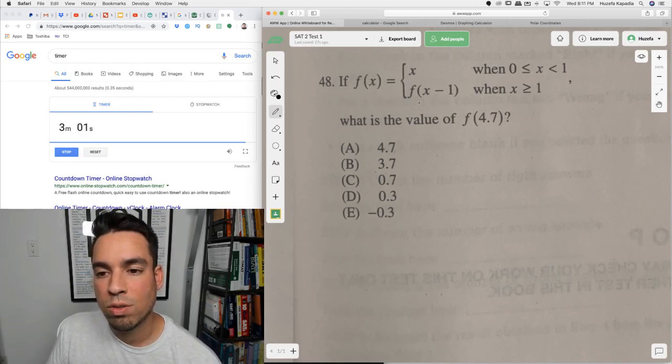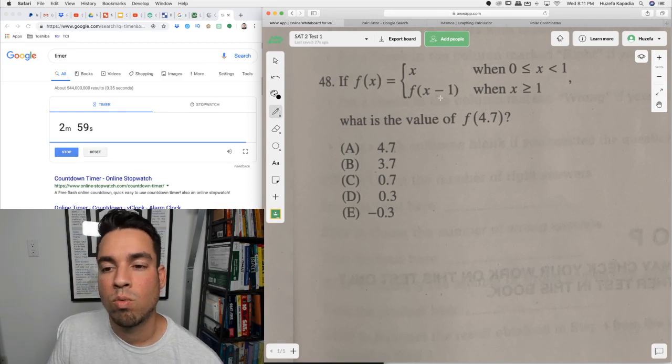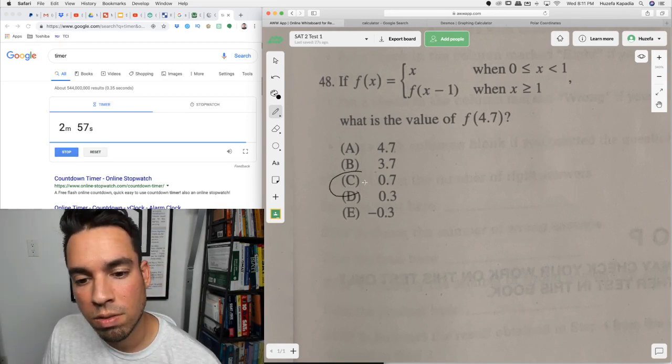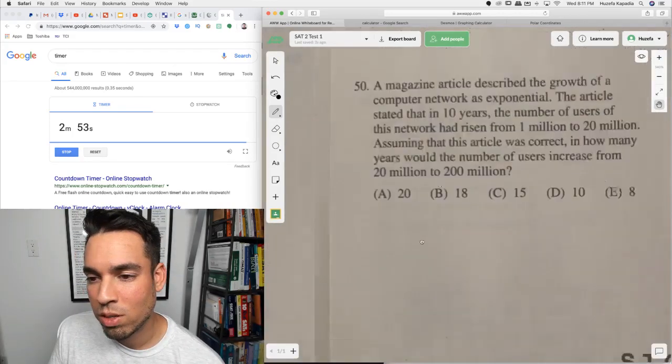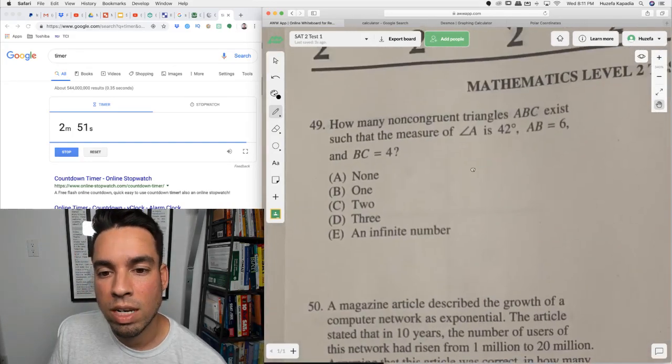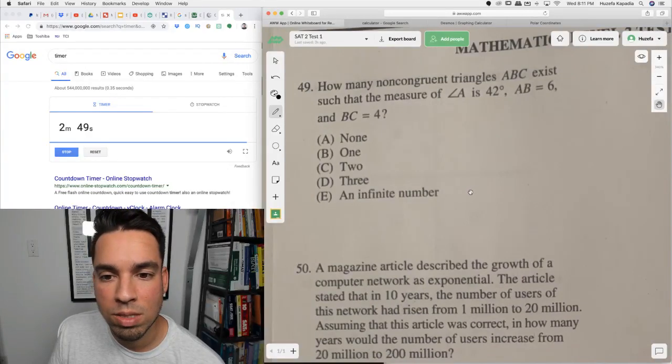And then 3.7 goes back in here. 2.7 goes back in here. 1.7 goes back in here, and it's 0.7. I don't know if I explained that well, but I think that's what it is. It was a weird function.